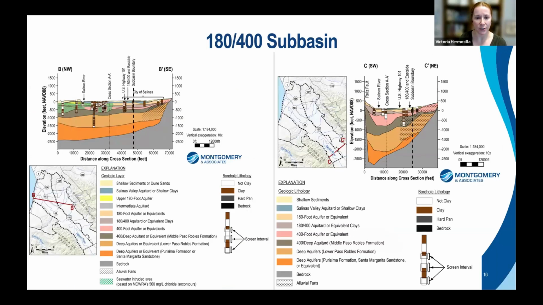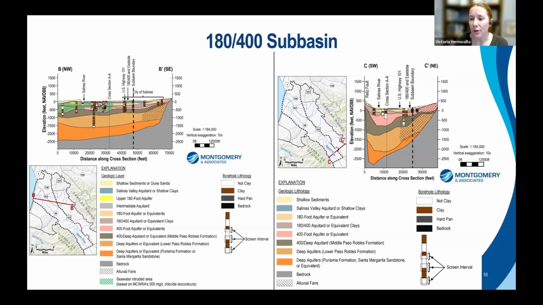But these next two cross sections cut across the 180-400 subbasin. B to B prime on the left is a bit of an oblique angle, and then C to C prime here on the right really cuts across the basin. You're going to notice on both of these cross sections that there is a black dashed line vertically that shows the subbasin boundary between the 180-400 and the Eastside subbasins. So really what I'm showing in these cross sections is the continuity of these sediments beyond those jurisdictional boundaries and how it's really all related.